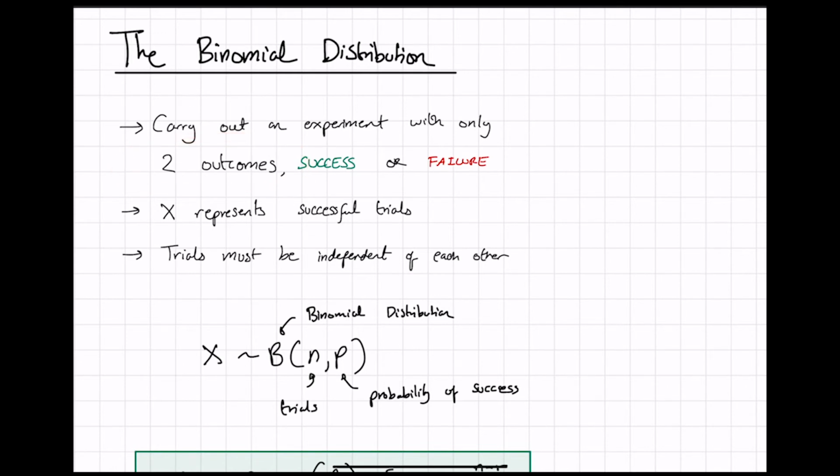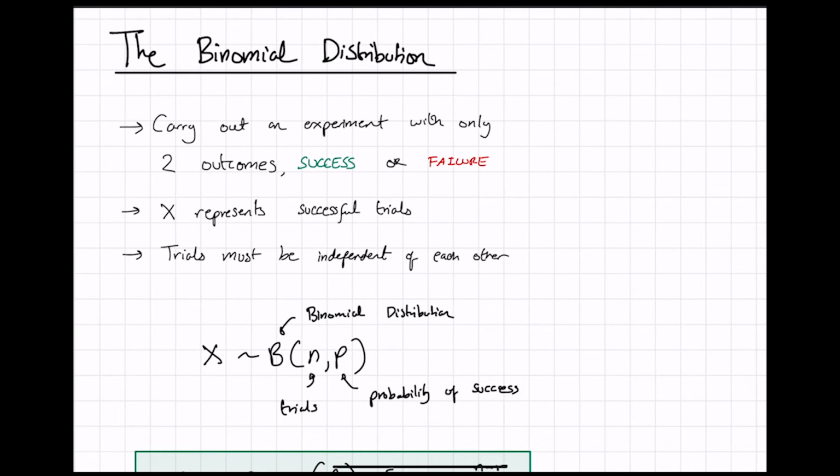So our random variable x in this case will represent the number of successful trials. Whatever x is talking about is always going to be saying how many successes we had. So if I flipped a coin, a success might be heads and a failure might be tails. So x would tell me how many heads I have, since that's a success. And the trials have to be independent of each other. In a binomial distribution, if the trials affect each other, then that's not a fair test, and then you can't use the binomial distribution.